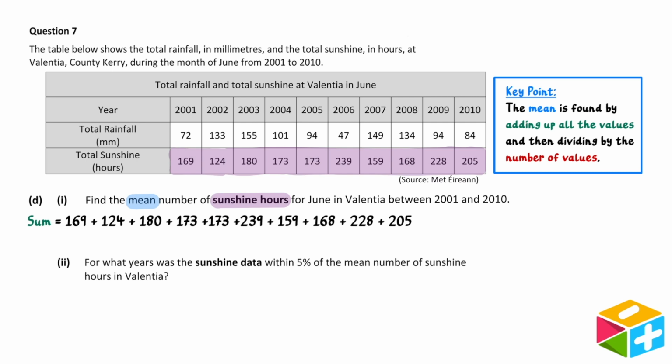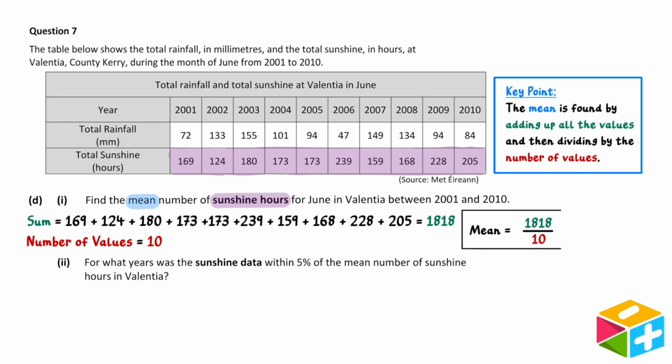When we type this into our calculator, we get an answer of 1818. To find our mean, we should also count up the number of data values. Here, we have 1, 2, 3, 4, 5, 6, 7, 8, 9, 10 numbers. So the number of values is 10. To find our mean, we just have to divide these two numbers. It's 1818 divided by 10. This gives us an answer of 181.8 hours.